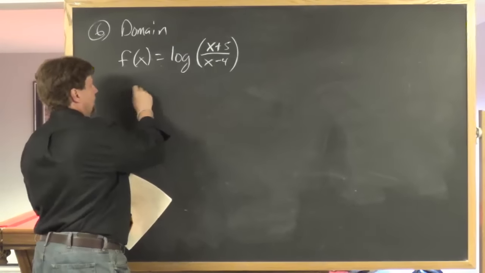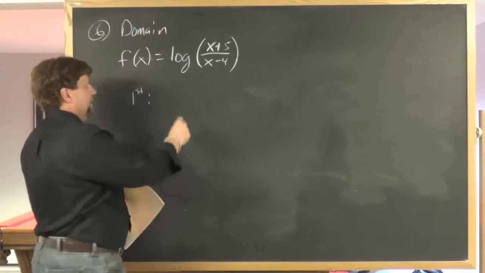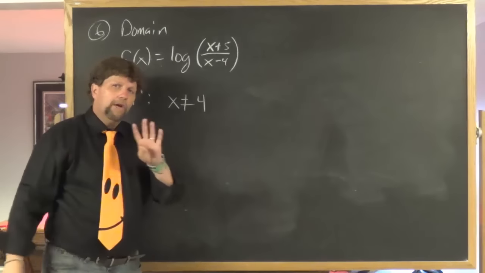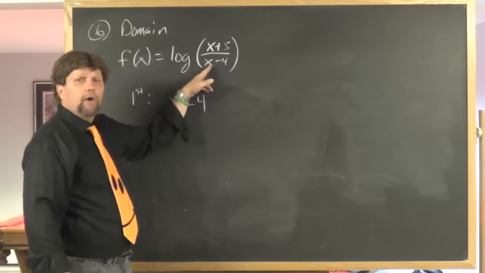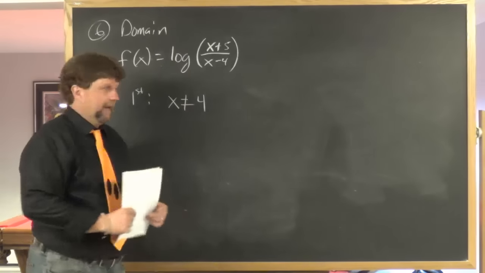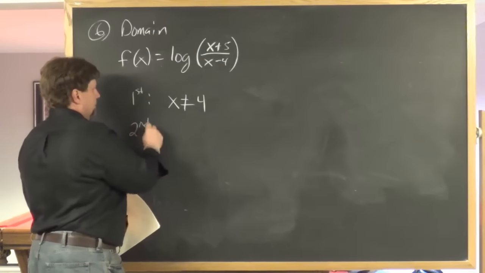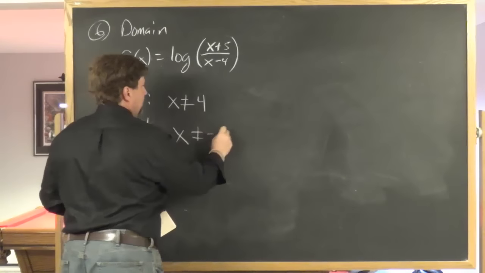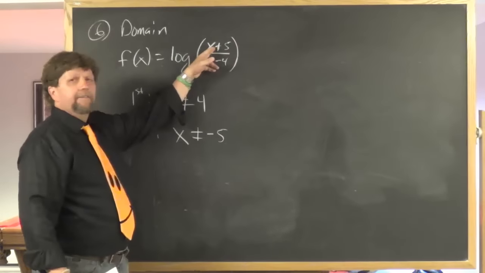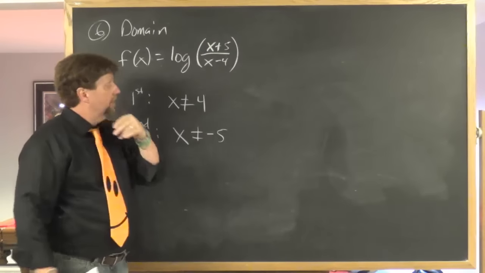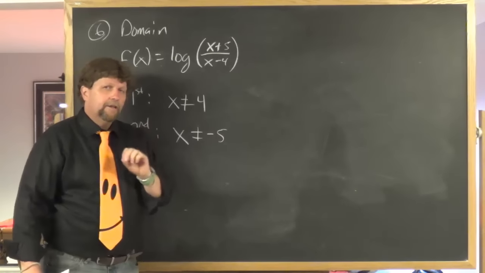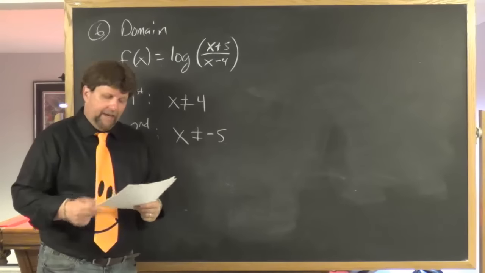First, the first thing I note, the number 4 cannot be in the domain. 4 can't be in the domain because that would cause 0 in the denominator. You're not allowed to have 0 in the denominator. So we know 4 is not in the domain. The second thing I notice, x cannot be negative 5. If x is negative 5, then the whole fraction here is 0. You can't take the log of 0. We can't take the log of a negative number.